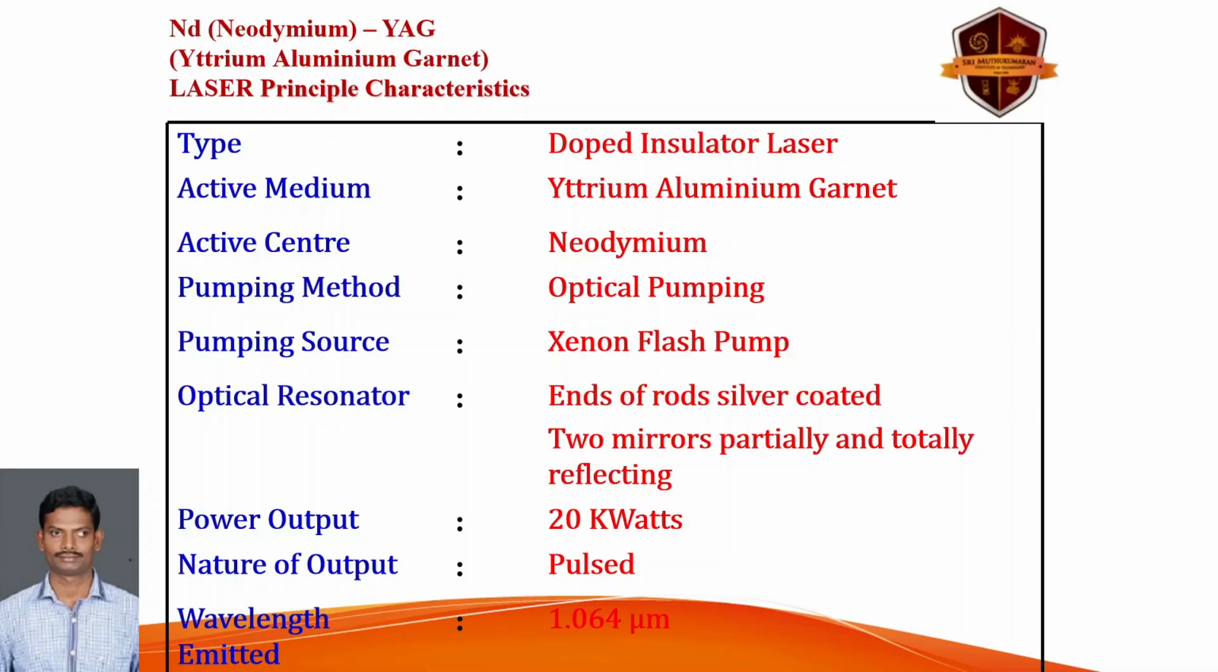Now we discuss the Nd:YAG laser, a solid state laser or doped insulator laser. It is a doped insulator laser, where yttrium Y3+ ions in the YAG rod are doped. The active center is neodymium. The pumping method is optical pumping, and the pumping source is a xenon flash lamp. Optical resonator: one side is a 100% reflecting mirror, and the other side is a 50% reflecting mirror.